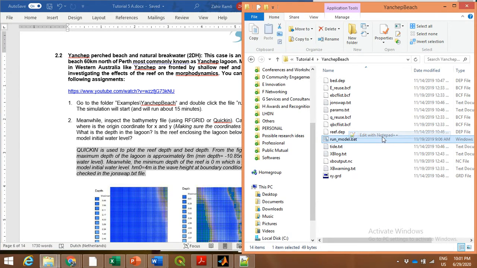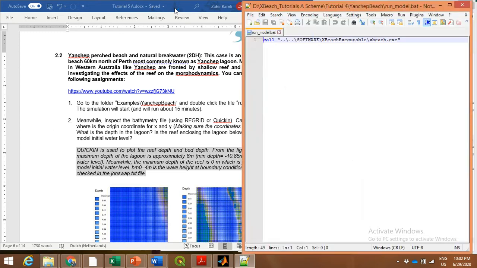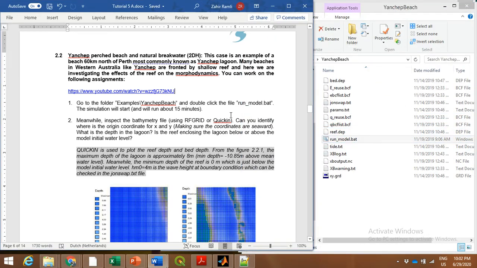Again, I have to remind you to check the path of your xbeach.exe, because what I'm doing is I put the folder inside a different folder. I call it software, where I have the XBeach executable folder, and in that folder will be my executable file. If you put this executable file somewhere else, make sure you change the path into the correct path. Then you can run the model. If you cannot run the model, please check again where you call your executable file.